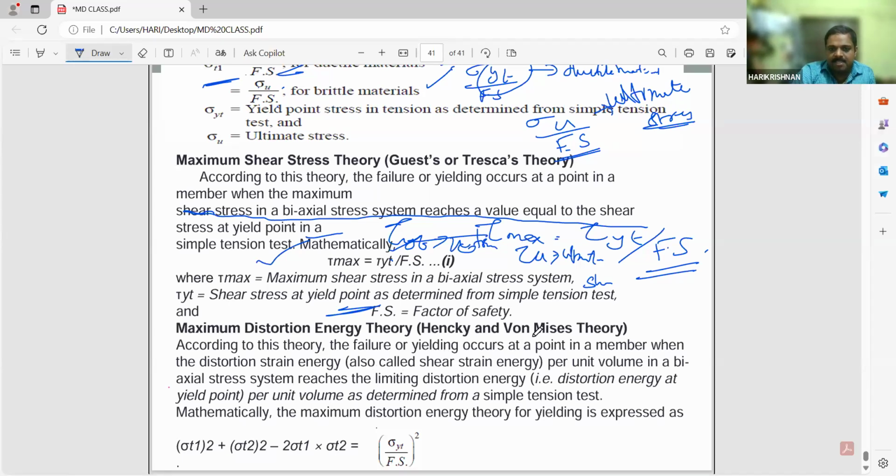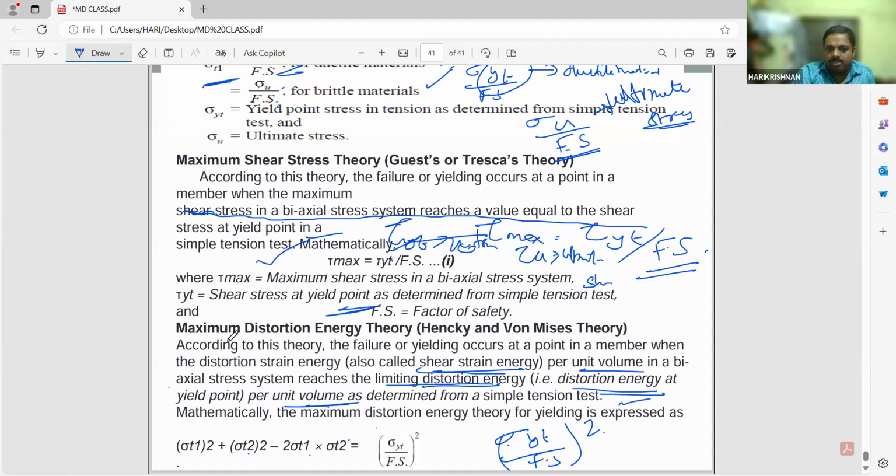According to this theory, the failure or yielding at a point in a member occurs when the distortion strain energy or shear strain energy per unit volume in a biaxial stress system reaches the limiting distortion energy, that is, distortion energy at yield point per unit volume as determined by simple tension test. So it is sigma T1 square plus sigma T2 square minus 2 sigma T1 sigma T2 is equal to sigma YT divided by factor of safety, the whole square. Sigma YT is yield point stress.